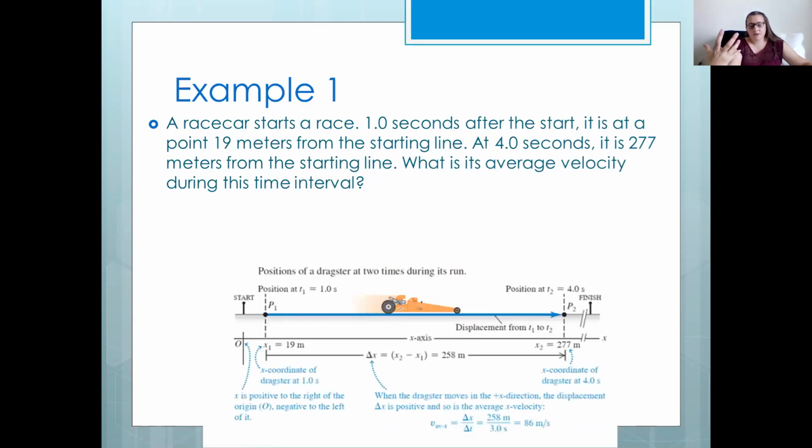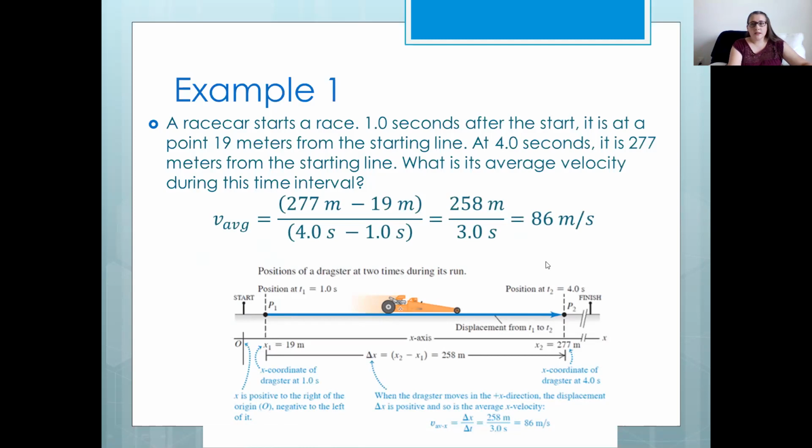It looks super overwhelming because it's from the textbook, and they just have a lot of information in the pictures. But here we have our race car. You can see the starting line there. The first point that we're interested in is that position of 19 meters. And the ending point that we're interested in is point 2 at 277 meters.